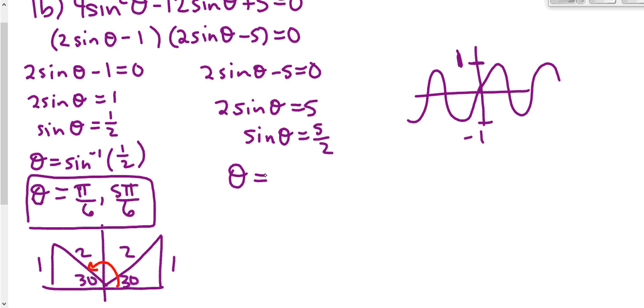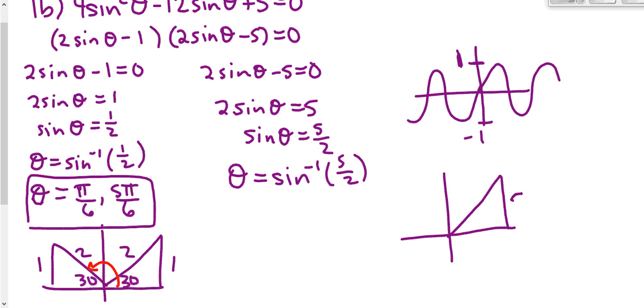Also, you could put it in your calculator, and you're going to get an error message. Also, you could draw a reference triangle. You could put the 5 on the opposite and the 2 on the hypotenuse, and somewhere along the way, you're going to realize that this has no solutions. But we still do have the solutions that we got from the first half of the problem.